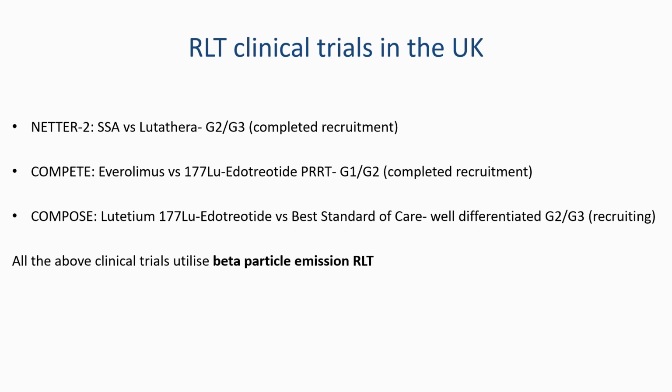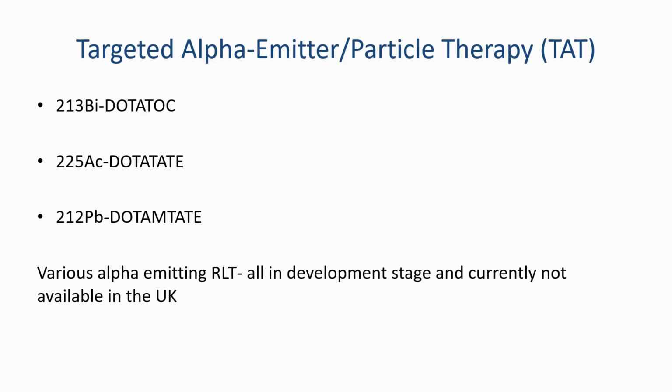All the above clinical trials utilize beta particle emission in radioligand therapy. There are a number of targeted alpha emitter or particle therapies as listed below. Various alpha-emitting radioligand therapies are all in the development stage and currently not available in the UK.